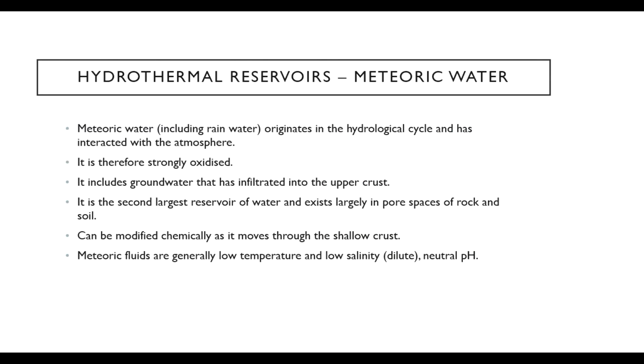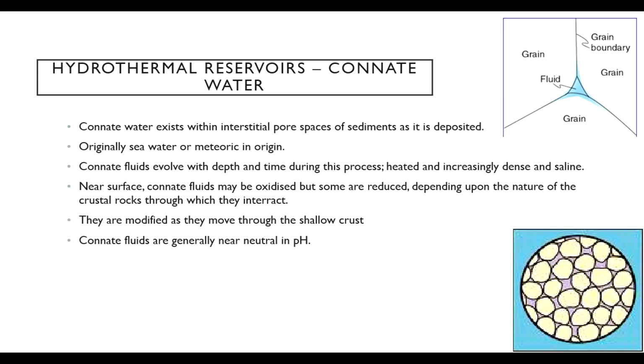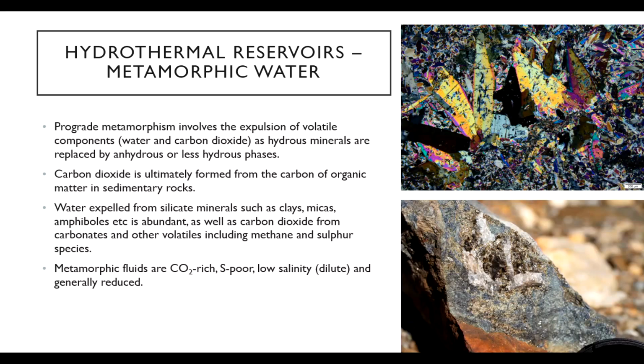Meteoric water, oxidized because it's coming through the surface. This includes groundwater, and it'll slowly change its properties, but generally it's fairly low temperature, it's not very saline, and it's got a neutral pH. In contrast, connate waters, again, neutral, but they might be more saline because they're sitting around with other sediments. And their oxidation state could be slightly variable depending how deep and shallow they are.